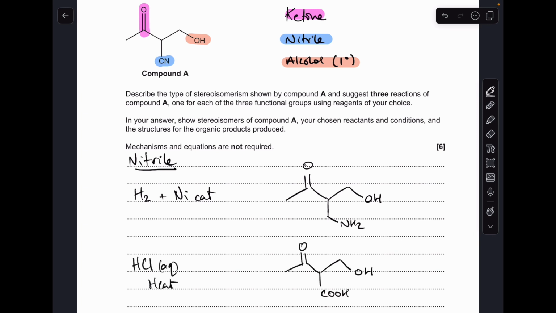And the final reaction is a reaction of the nitrile group with an aqueous acid with some heat, and you can see that the nitrile group has been hydrolyzed and it's become a carboxylic acid group. So I'm pretty sure that they're all the reactions that you could have gone for, but remember you only had to go for one for each functional group. So hopefully I covered the reactions that you chose.